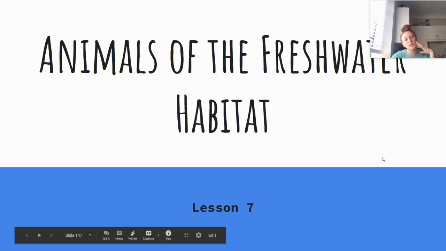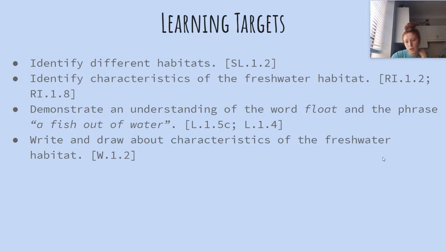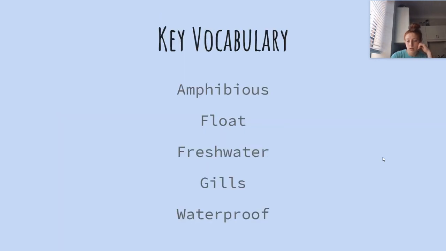Hello, today we are going to read the story Animals of the Freshwater Habitat. Our learning targets are to identify different habitats, identify characteristics of the freshwater habitat, demonstrate an understanding of the word float and the phrase a fish out of water, and then we are going to write and draw about characteristics of the freshwater habitat. Our key vocabulary are amphibious, float, freshwater, gills, and waterproof.